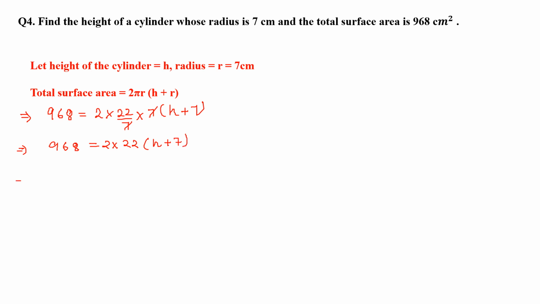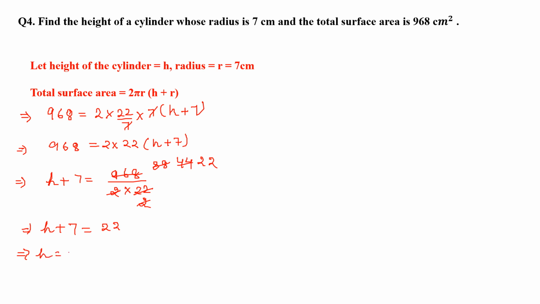Now I'm going to transpose this 2 into 22 to the other side. So it will become h plus 7 equal to 968 divided by 2 into 22. Now I'm reducing with the 11 table. 11 times 2, 11 times 88. Now 2 times 44. Again I can reduce with 2, 2 times 22. So I have got here h plus 7 equal to 22. So the value of h will be 22 minus 7, which will give me 15 centimeter. So the height of the cylinder will be 15 centimeter.